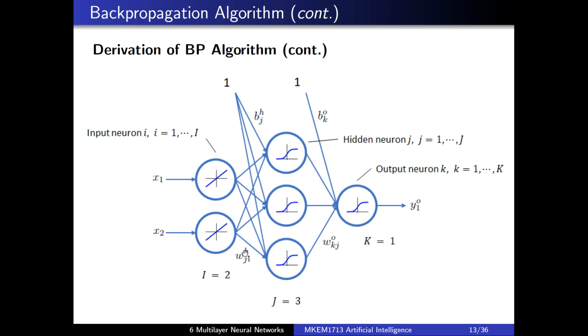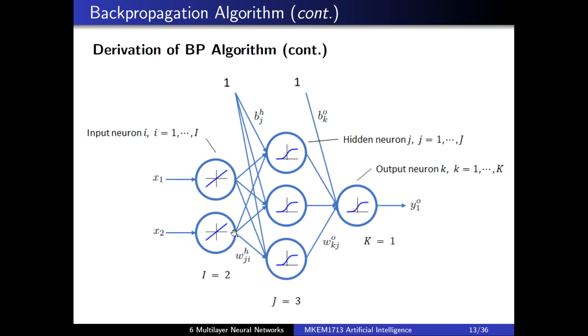And I've explained what WHJI and WOKJ mean. So WO refers to output neurons, K refers to the output neuron it is connected to, and J refers to which hidden neuron it comes from. Similarly, WHJI refers to hidden neurons, J refers to the output of hidden neuron J, and I refers to the input neuron I.